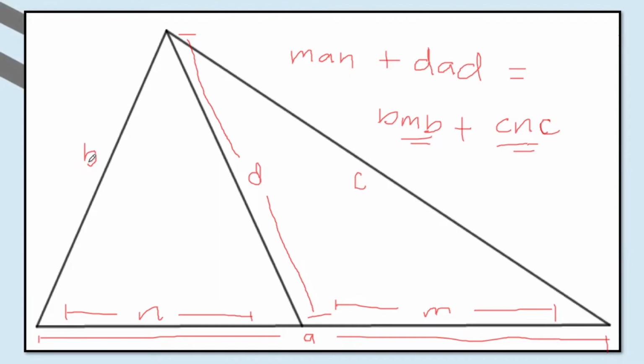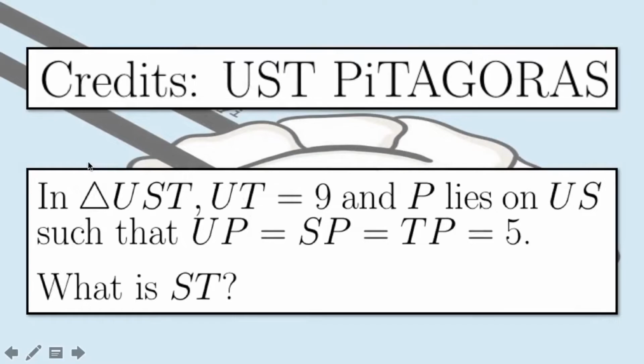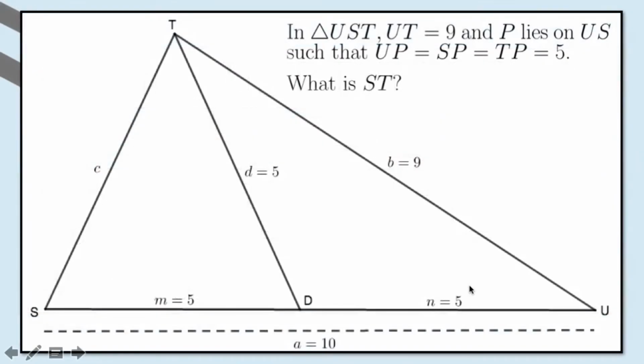Now let's go to answering the item. All right, credits to the University of Santo Tomas Pythagoras contest for this item. In triangle UST, UT equals 9 and P lies on US such that UP equals SP equals TP equals 5. What is ST? Now since it's a geometry item, let's draw a figure over here.